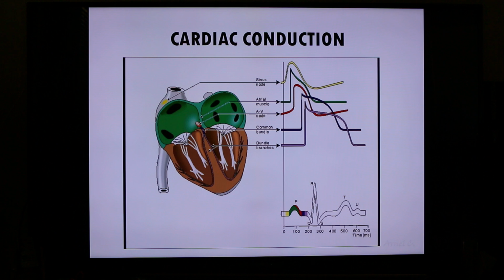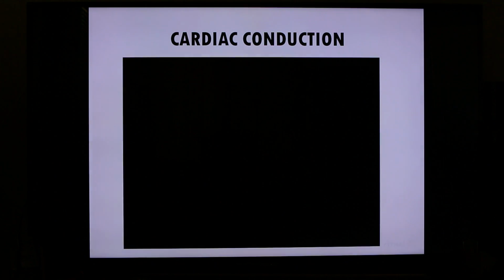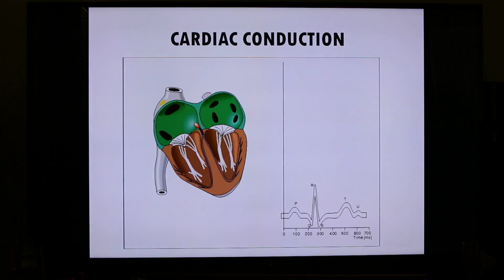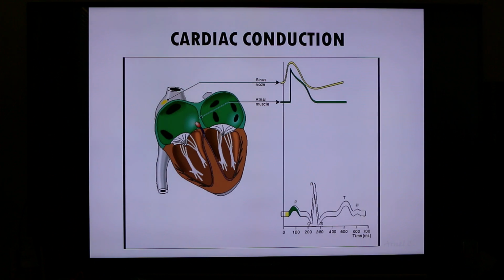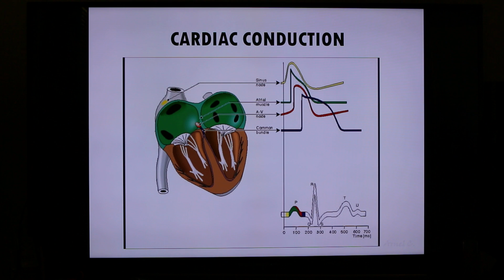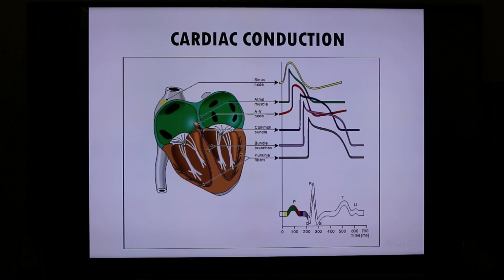From here, the electrical signals spread from the right atrium to the left atrium. This makes the right and left atria contract and pump blood to the ventricles. The electrical signal then reaches another special conducting tissue, the AV junction. The AV junction is at the base of the wall dividing the atria, or the interatrial septum.